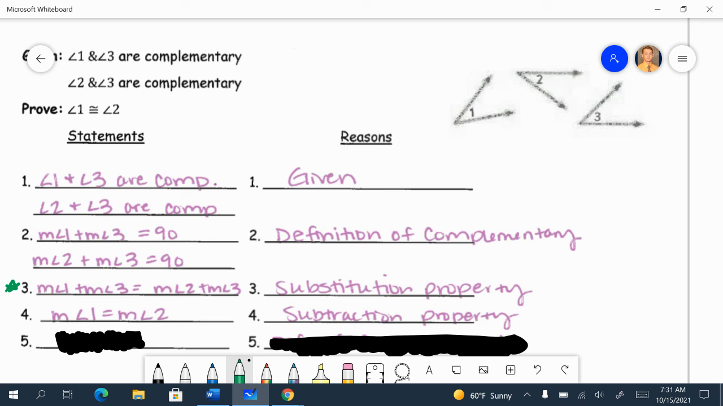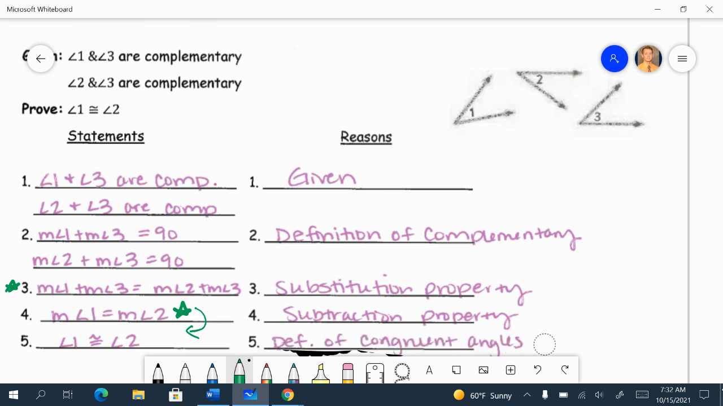Okay, and then after that, it looks like this is very close to this. That's going to be our last step. I can't draw a star right now, but that's going to be our last step. How did we get from this to this? We just changed languages. This is the definition of congruent angles. That's something that we got to know.